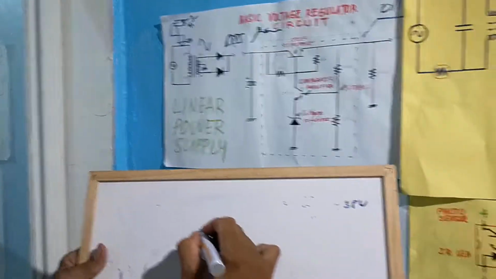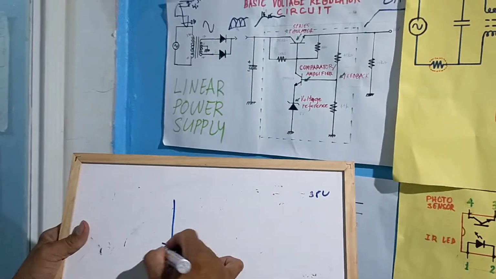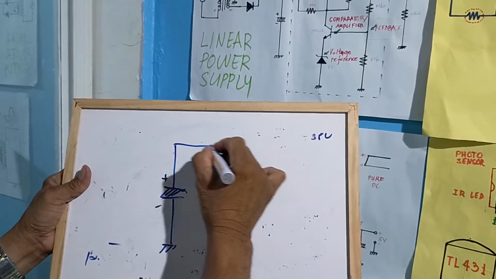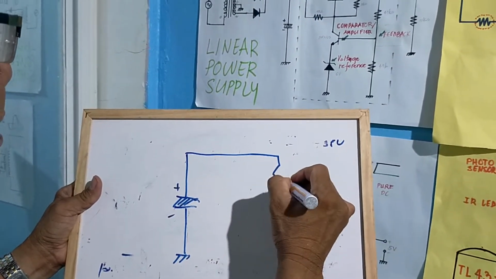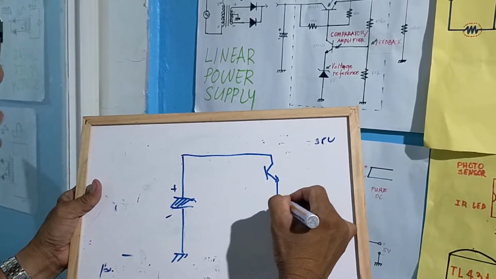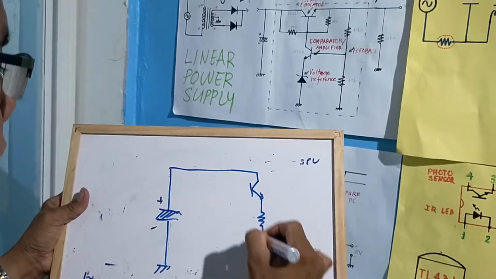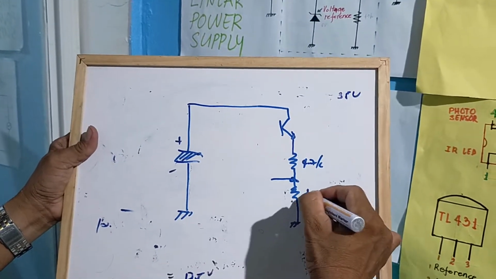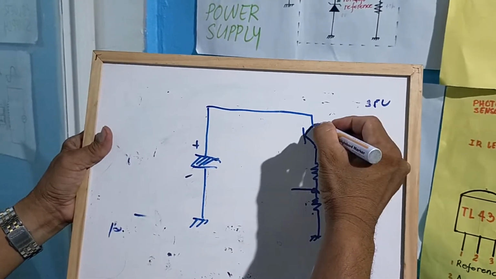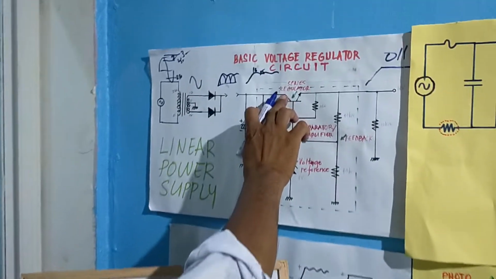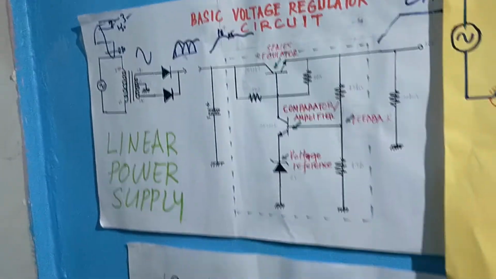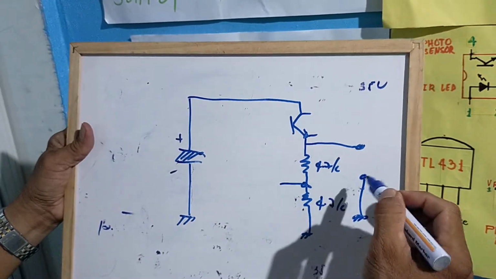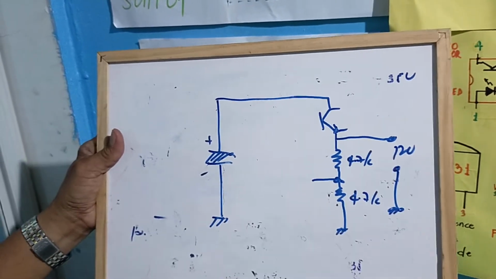It is series because we have here the filter capacitor. Then, the transistor goes like this, class. Then, we have here the two resistors, the feedback line, 4.7k, 4.7k. Then, the voltage across collector and emitter. So, the output voltage is taken here. It should be 12 volts always.